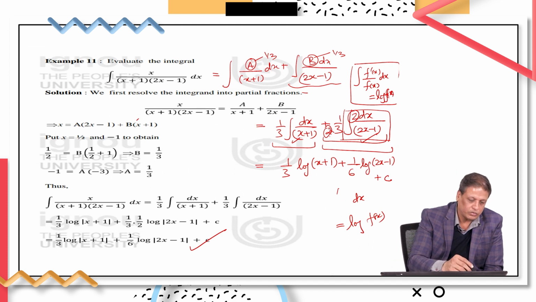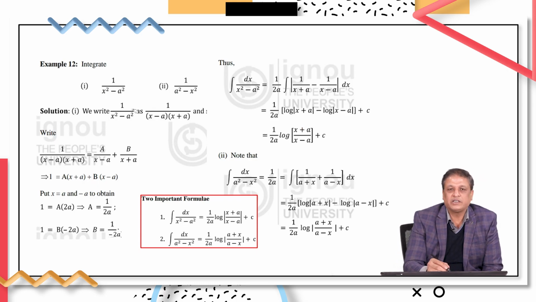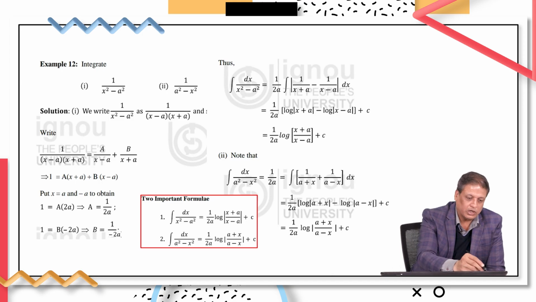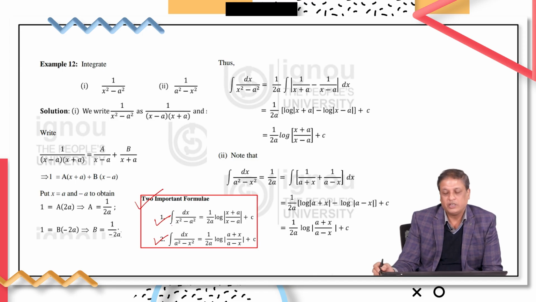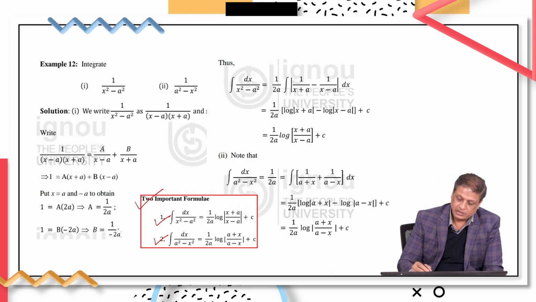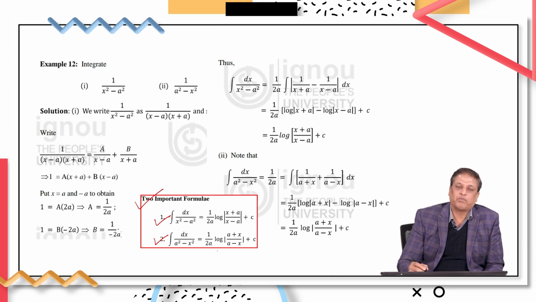I hope you understood how we solve this numerical. Now let's solve some more numericals. In our earlier session, when we were dealing with integration, we learned about two formulas, and those two formulas are these: 1, integral of dx upon x square minus a square is equal to 1 over 2a log of x minus a upon x plus a plus c. And the second one was integral of dx upon a square minus x square is equal to 1 over 2a log of a plus x upon a minus x plus c. But we just understood that these are formulas; now we apply the concept of partial fraction to understand how these formulas were determined.